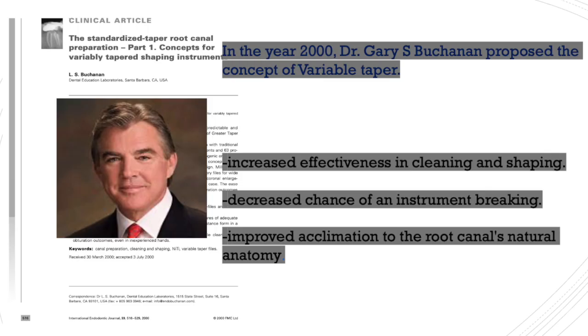In the year 2000, Buchanan introduced the concept of variable taper, where the diameter of the root canal increased progressively toward the coronal third. This design offers several advantages over traditional rotary files with fixed taper, including improved cleaning and shaping efficacy, reduced risk of instrument breakage, and better adaptation to the natural anatomy of the root canal.